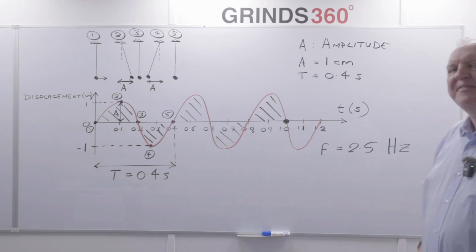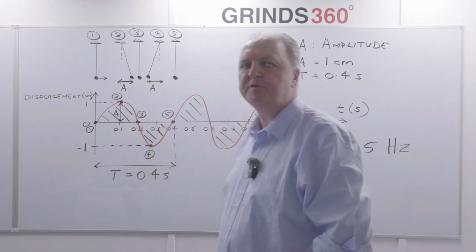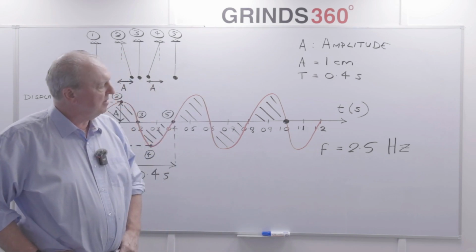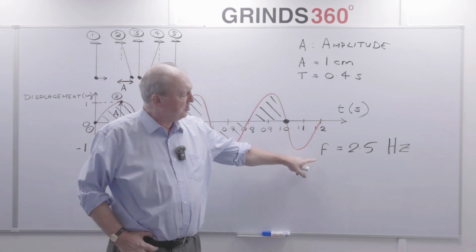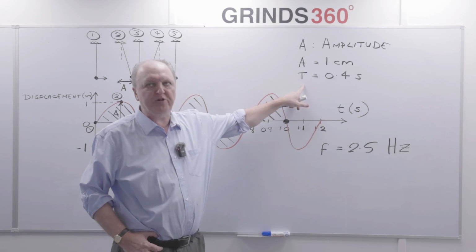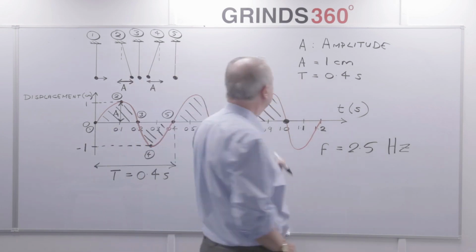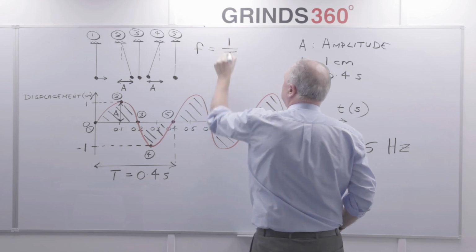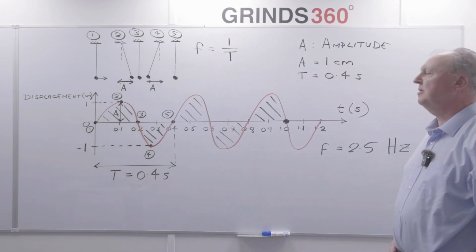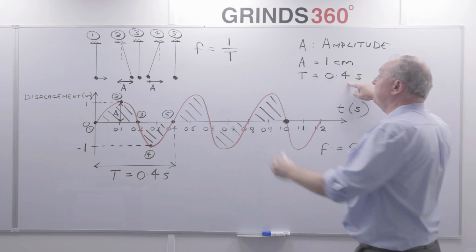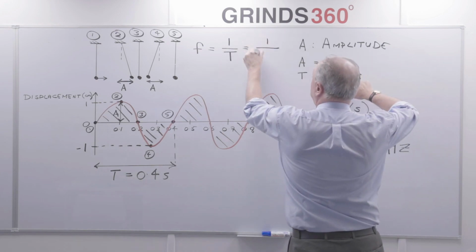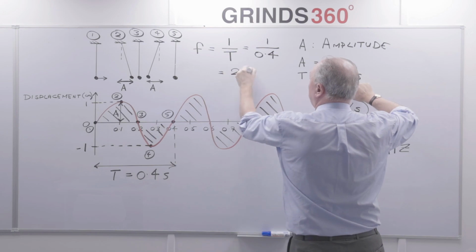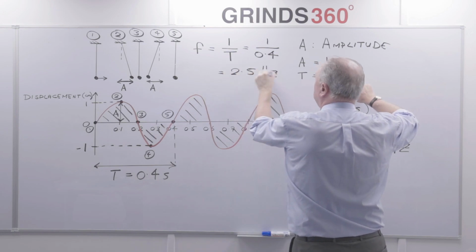Now, you should also be able to see this. There's a simple relationship between frequency and periodic time. The frequency is 2.5. The periodic time is 0.4. The frequency, f, is actually equal to 1 over T. Because what's the time? 0.4. What's 1 over 0.4? Put that into your calculator or in your head. You'll get an answer of 2.5 hertz.